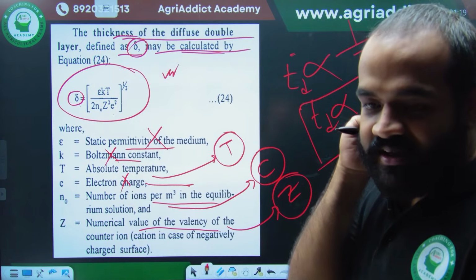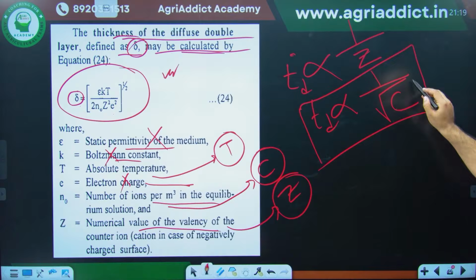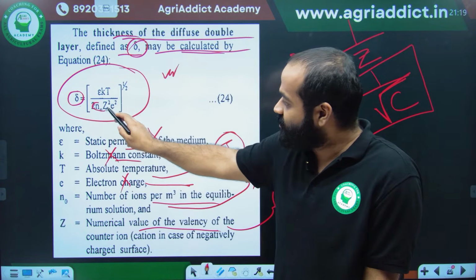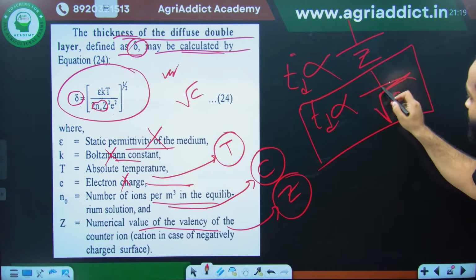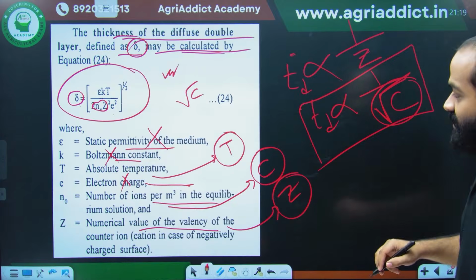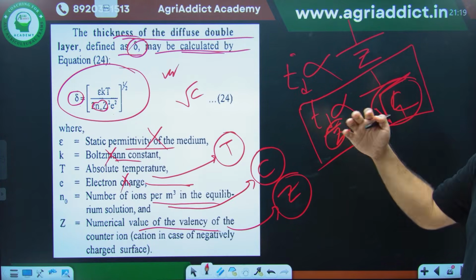Concentration of the counter ions बढ़ने से thickness घटेगा, ये सबको पता है. But what is the relation? The relation is root over C. This you have to remember. Here you can see this N0. This N0 has no square, so the relation will be 1 by root over C, right? So if it is increased 4 times, the thickness would be half and not decreased by 4.